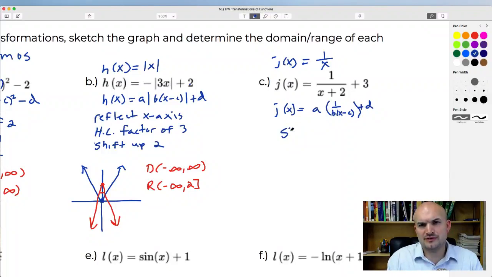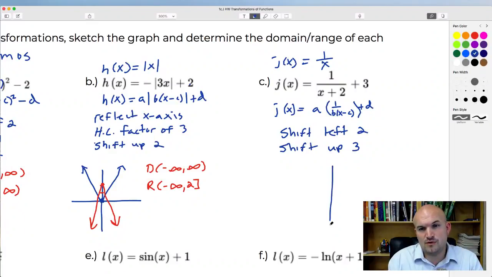So let's say we have a shift left 2, and we have a shift up 3. Okay, so now let's make sure we know what the parent function is for the reciprocal function. That's going to look something like this.